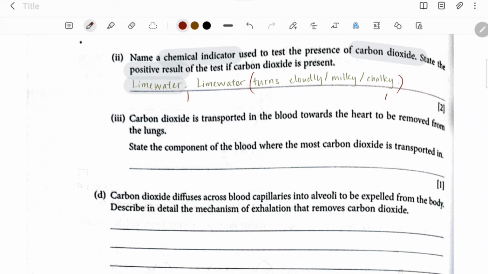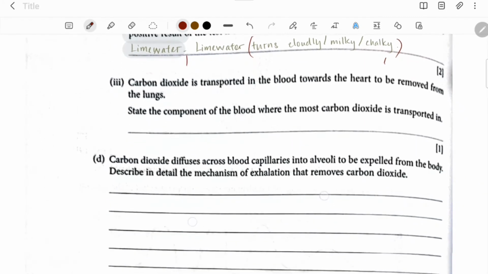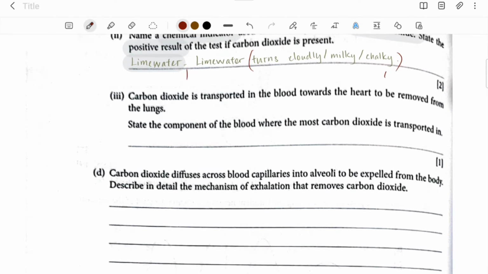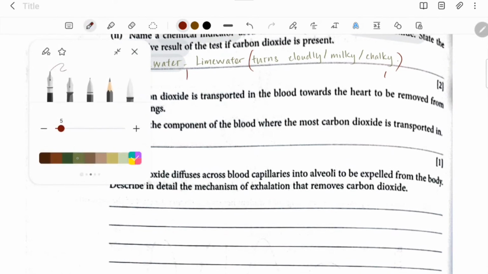Roman 3. Carbon dioxide is transported into blood towards the heart to be removed from the lungs. State the component of the blood where most carbon dioxide is transported in. Okay, this one is actually blood plasma.